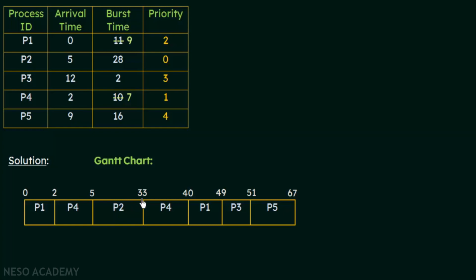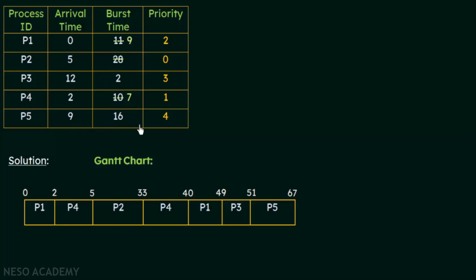Alright, now at 33 milliseconds, P2 will release the CPU, and let's see what the next processes are and who is going to get the CPU next. Now if we look here, let's just cross out P2 because P2 has completed its execution. Now in the remaining processes, which is the process having the highest priority? We have P1 with a burst time of 9, P3 with a burst time of 2, P4 with a burst time of 7, and P5 with a burst time of 16. Now the arrival times don't matter because they have all arrived and they are all waiting in the ready queue.